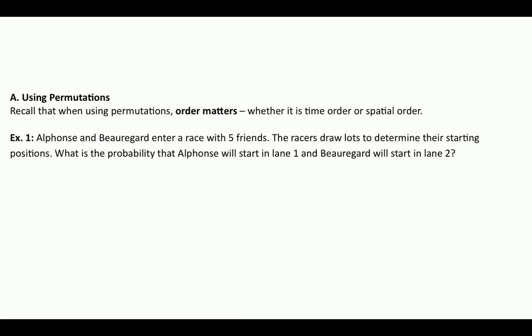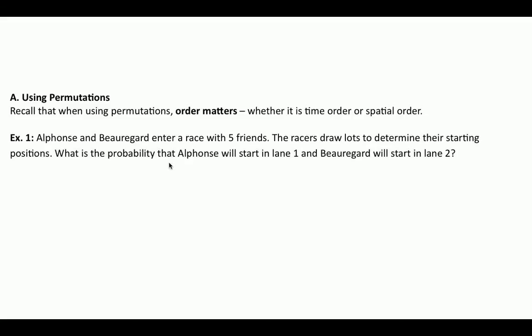All right, so let's go over a few examples of when we're going to use permutations. This is when order does matter, right? So when time order or when spatial order is important. So here's Alphonse and Beauregard. They enter a race with 5 friends. So it's 7 people in the race. The racers draw straws or draw lots to determine their starting positions.